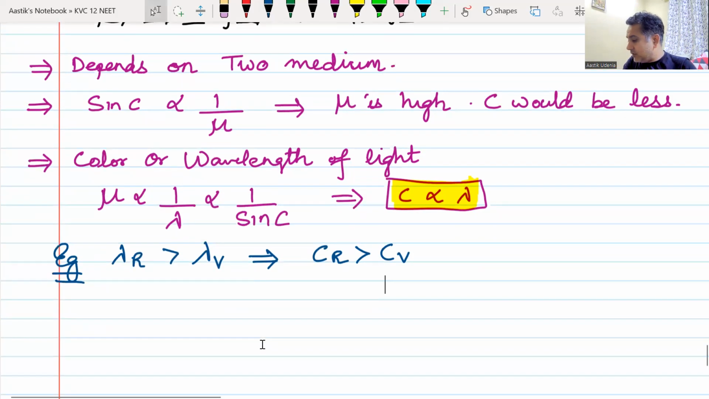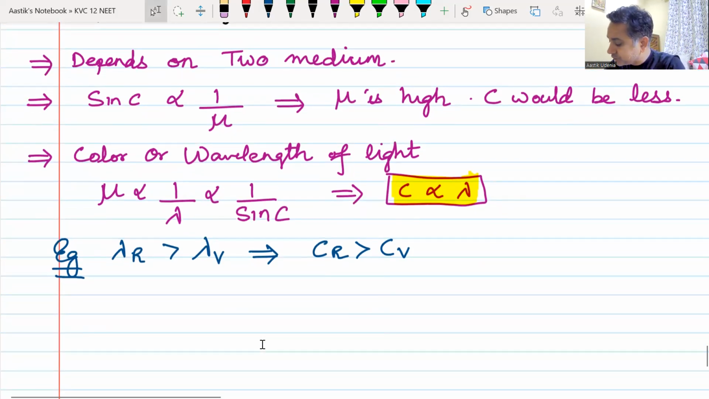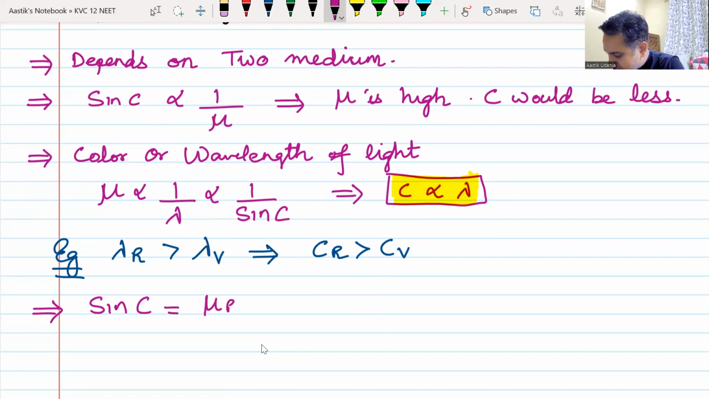Now I can write this thing in a different way as well. If the other medium is not air, if the other medium is some other medium, I can write the critical angle sine C will be equal to mu R by mu D. We have already seen this. And now we have seen that we can write this because mu is inversely proportional to lambda. I can write it as lambda in the denser medium divided by lambda in the rarer medium.